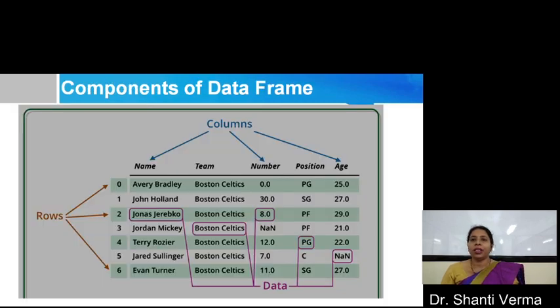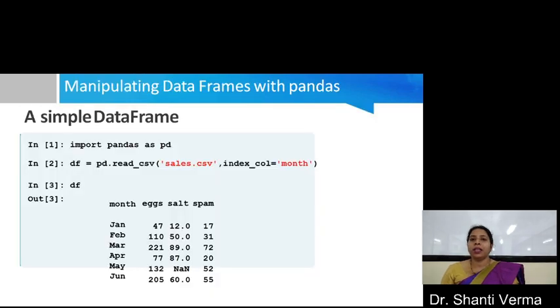In this figure, you can see the components of the data frame. Basically, in the figure, the columns are name, team, member, position and age, meaning the attributes are called columns, while the records are stored in rows, and the data that is stored in rows is called data. Now let's discuss what is a simple data frame.